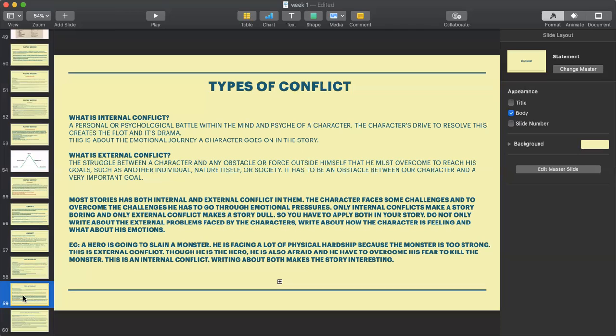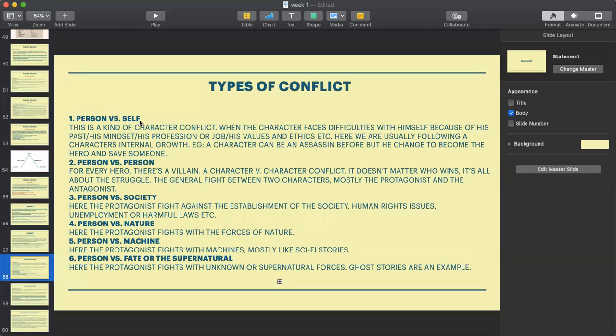So at the same time, you are talking both about internal conflict, how the character is feeling, why he is afraid and how he is slowly overcoming his fear, and also you're talking about the external conflict, his fight with the monster. Okay, so both of these types of conflict you have to mention, the internal and external. In this list, person versus self is particularly an internal conflict. There is no external conflict in the person versus self.